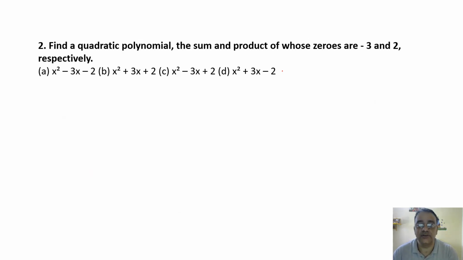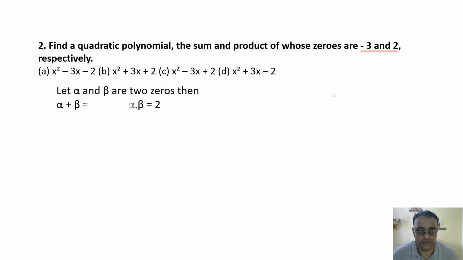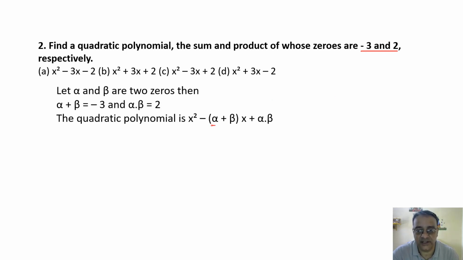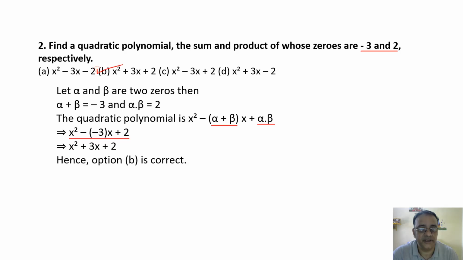Find a quadratic polynomial. The sum and the product of zeros are -3 and 2. Already sum and product are given, right? And that is alpha plus beta is -3 and alpha beta is 2. Now we have this formula. Now directly substitute here, that is -3, here 2. So we are getting x square plus 3x plus 2. So this is the required answer and the correct option is option B. Now we are moving toward question number 3.